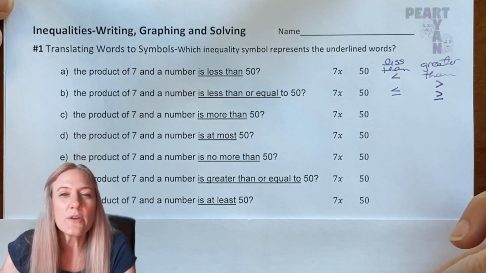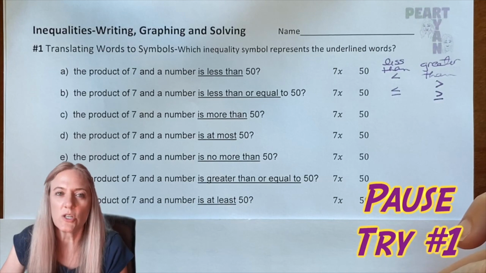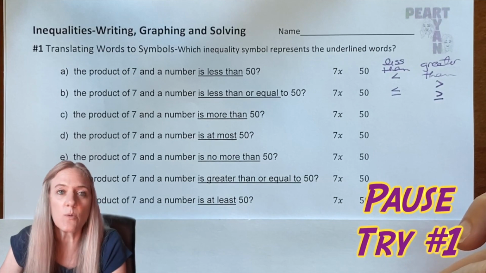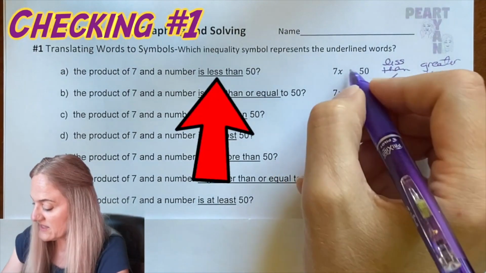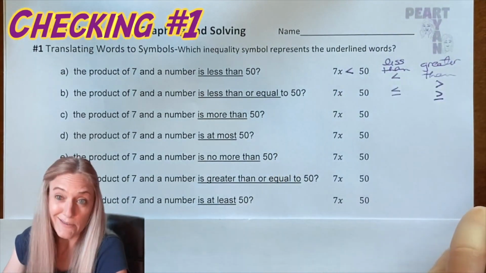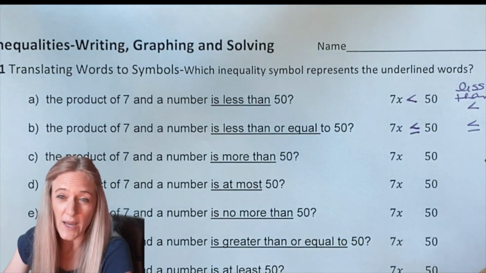So now I just want you to go ahead and try. Connect the underlying words with what symbol you think should go in the spot. There are a couple of tricky ones, so I really want you to come back and check your work. Pause. Is less than. So of course that's less than, points left. Is less than or equal to. Okay, we started you out easy.